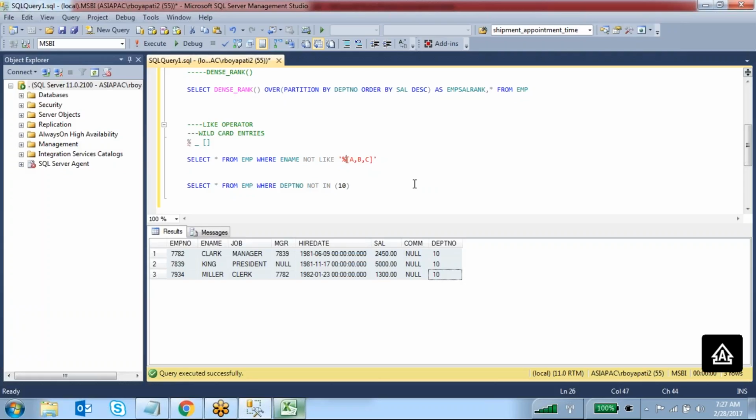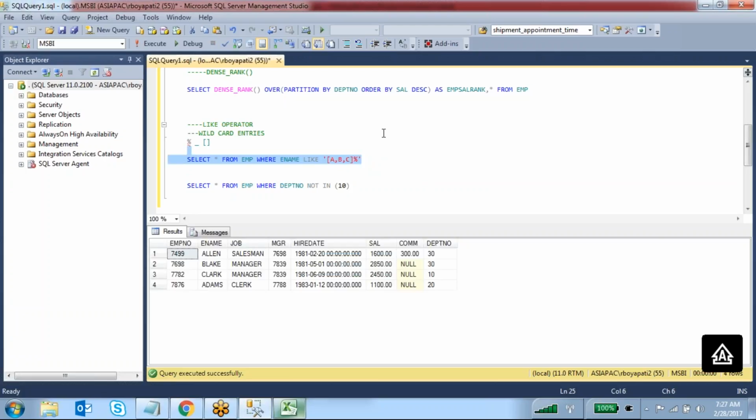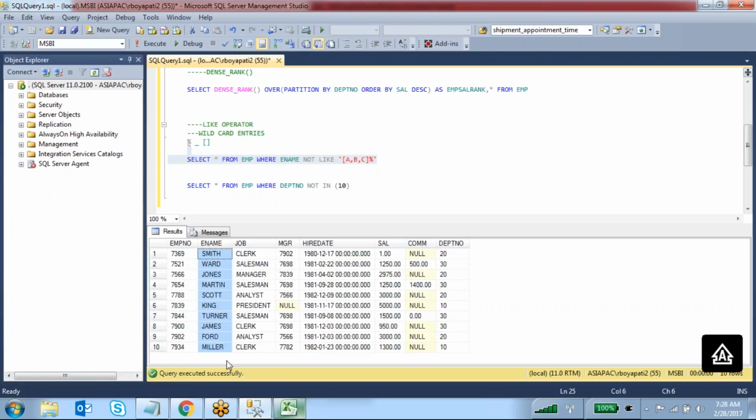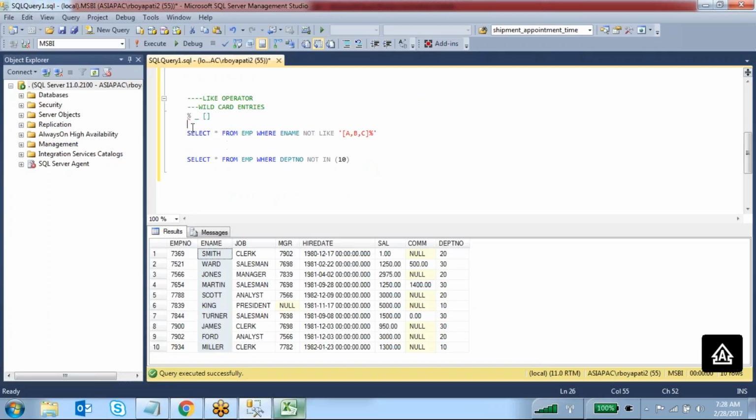Okay, for example, what I am expecting here is that it will give the employee names starting with ABC. If you put not like, what will it give? Other than A, B, C, it will give all the employees' information starting with any character. See, these are the like operator along with the wildcard entries in SQL Server. Yes, we use these kinds of requirements with the like operator regularly. Okay, so please try to focus on this.